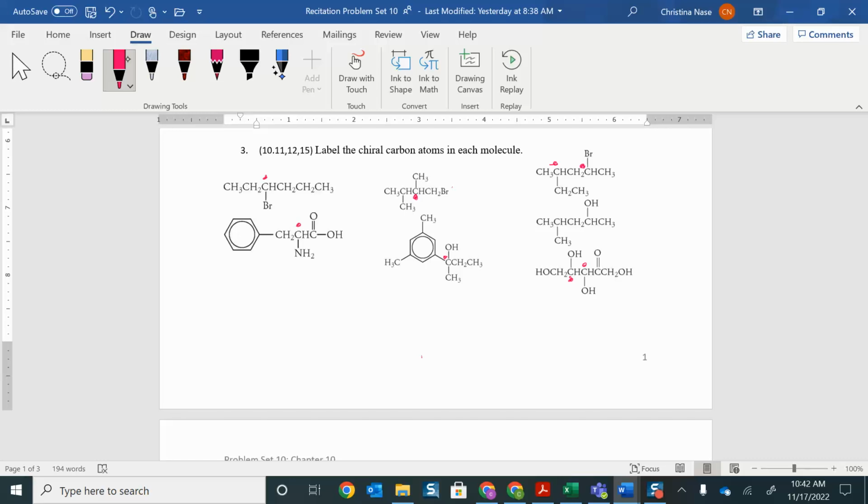This carbon has a double bond O, so nope, it can't. It needs to have 4 different groups attached to it. And this carbon has 2 hydrogens. Nope, that's not going to work. So that one only has 2 chiral carbons as well.